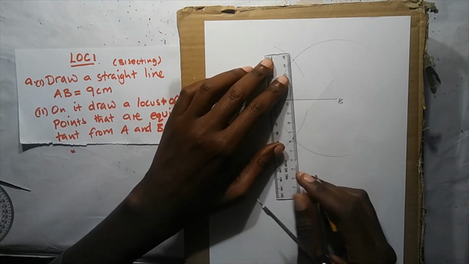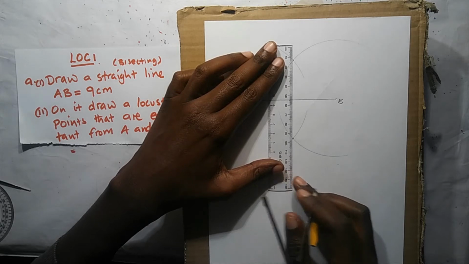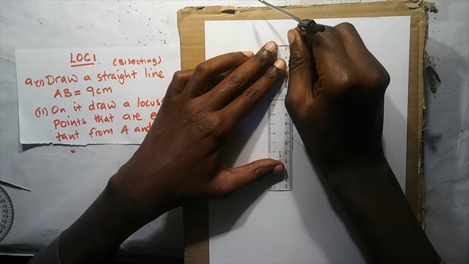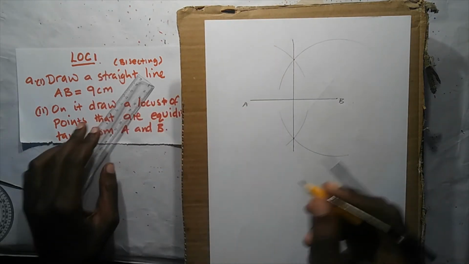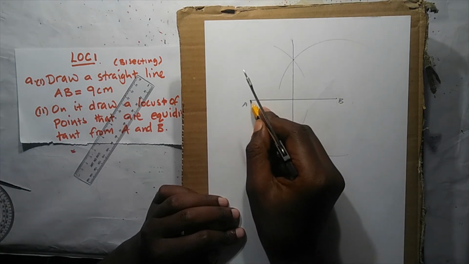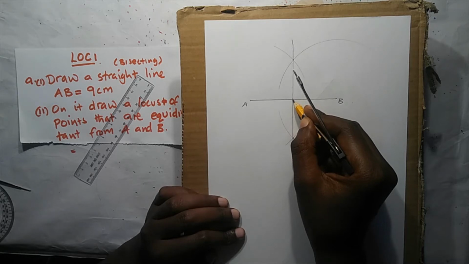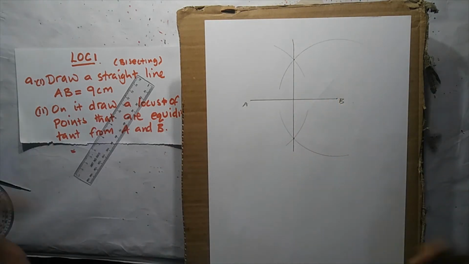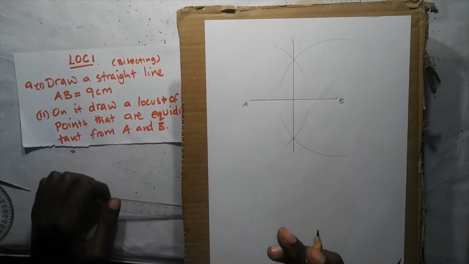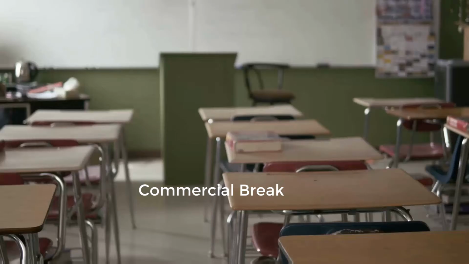Using our ruler, we draw the perpendicular bisector passing through the intersections. So this is our bisector. If our line is 9 centimeters, it means from A up to where the bisector is, you have 4.5 centimeters. So the line has been divided into half. That is how we construct this locus, which is equidistant from the point A and the point B.